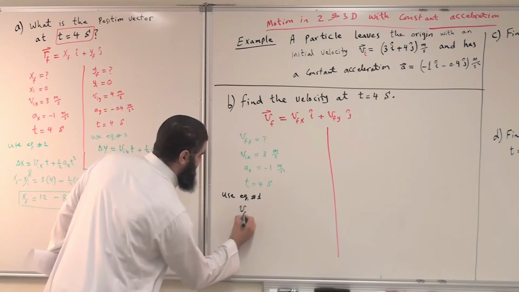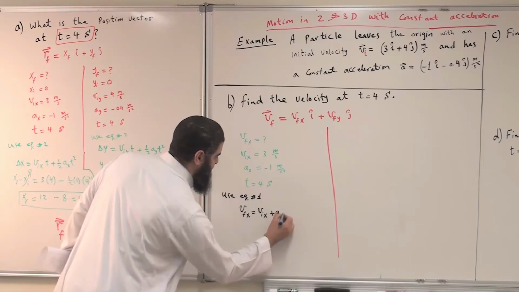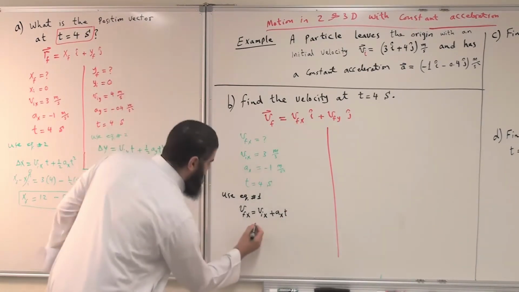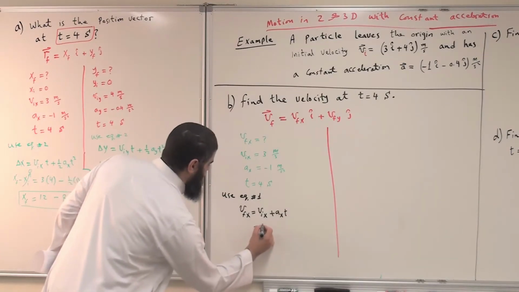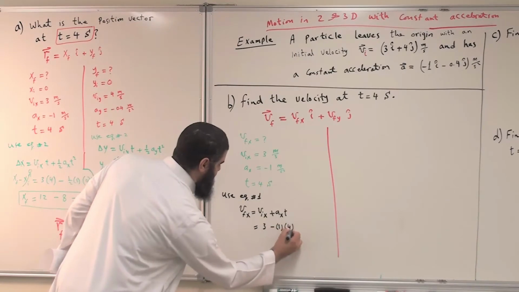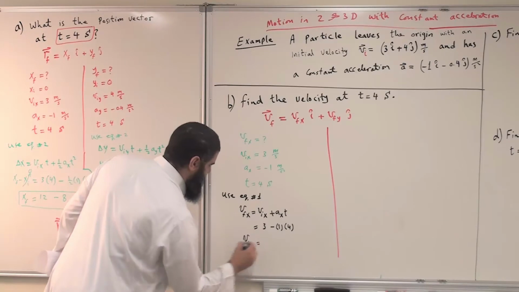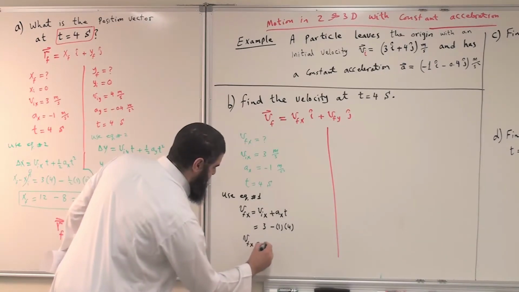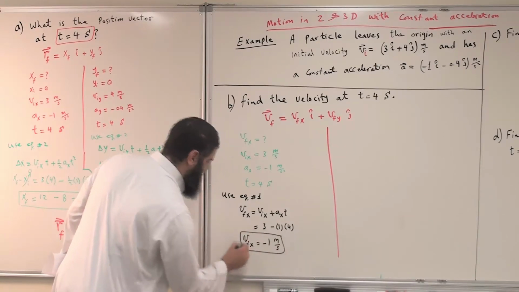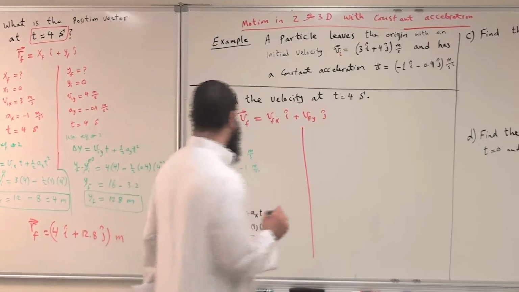So here v final x equals v initial x plus a_x t. Everything I have here except v final x. So v initial x was 3, then minus 1 multiplied by 4, and I am left with v final x equals minus 1 meter per second. So the x component of the velocity is negative, and it has magnitude of 1.